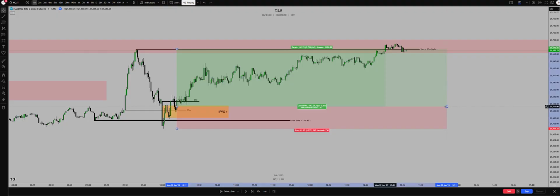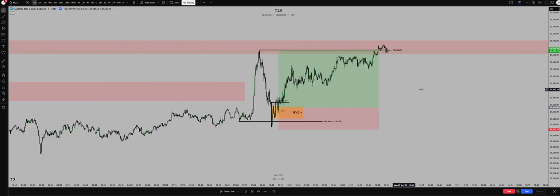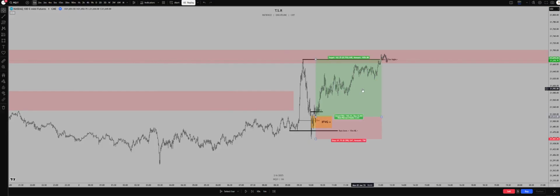162.25 points on Monday. Okay, so Monday, let's actually track this. 162.25 points on the Monday. And now let's see what happens the entire week if we come out profitable. Okay? So Monday got 162.25 points.